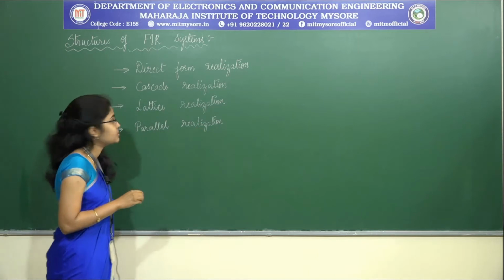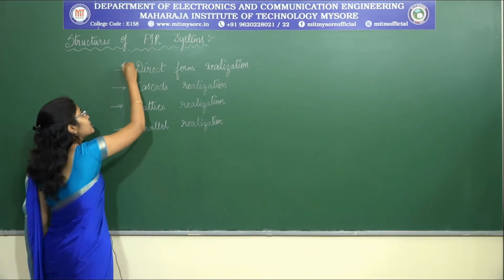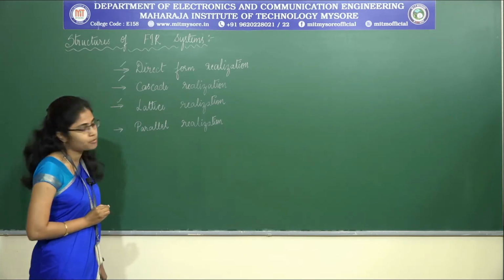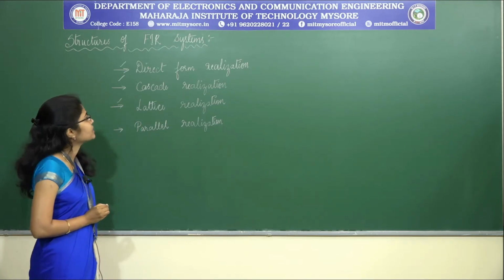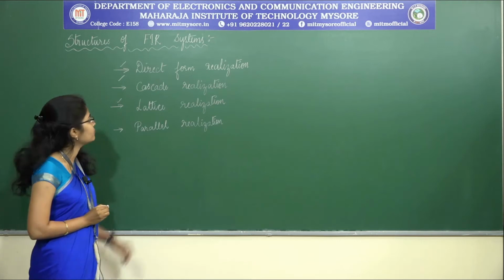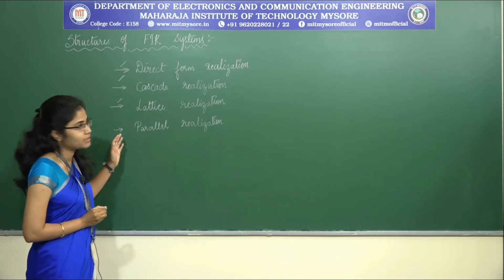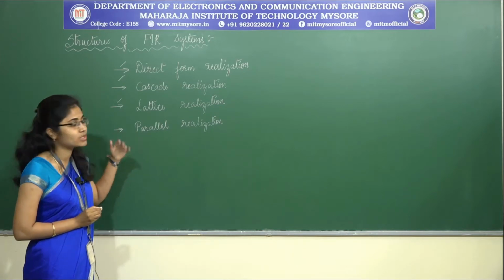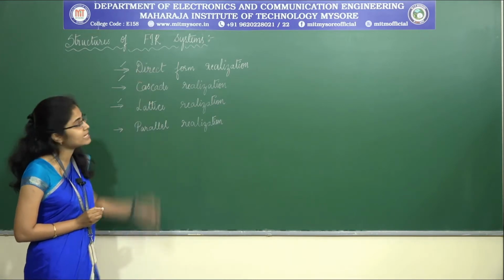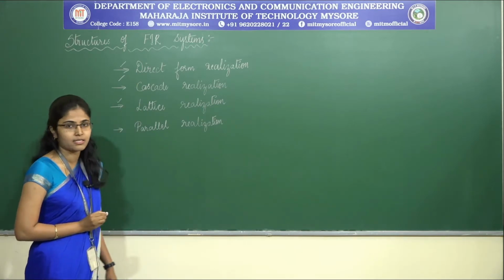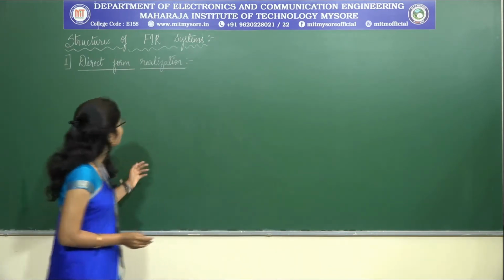So in our syllabus we have only direct form realization, cascade and lattice. So today we will start with direct form realization, then we will see cascade realization, and then we will move on to lattice realization. Okay. These are nothing but the different types of structures with the help of which we can realize an FIR filter. So we will start with direct form realization.